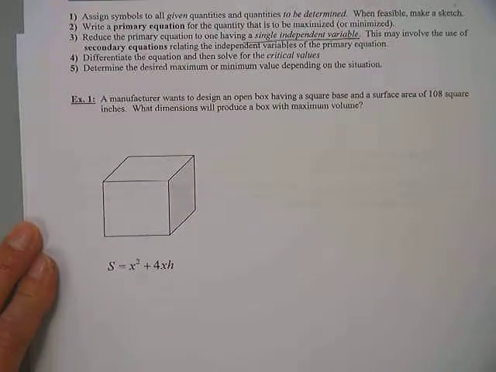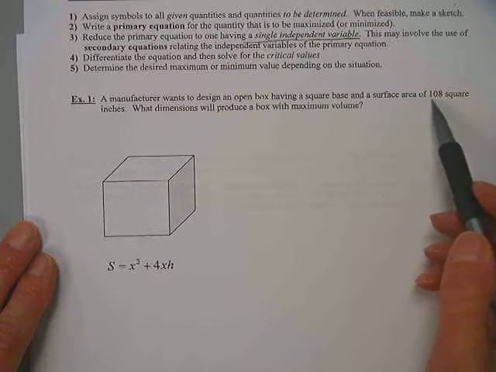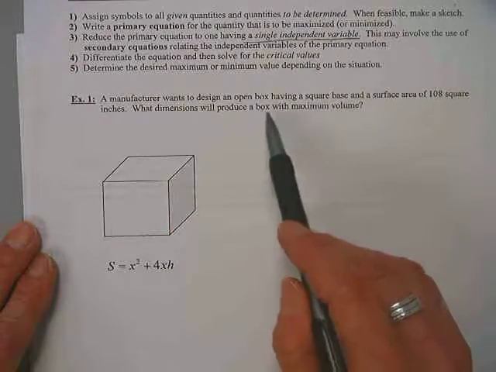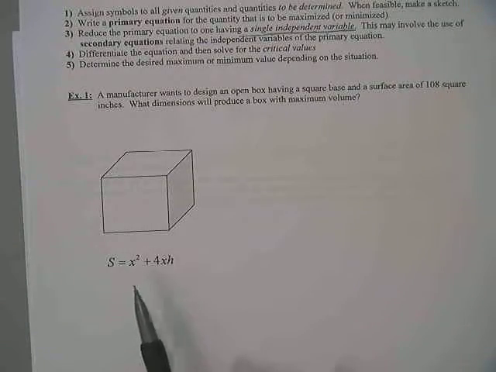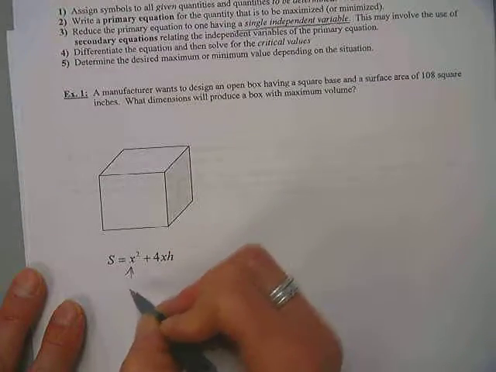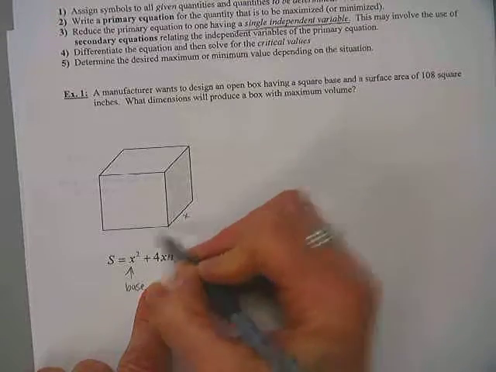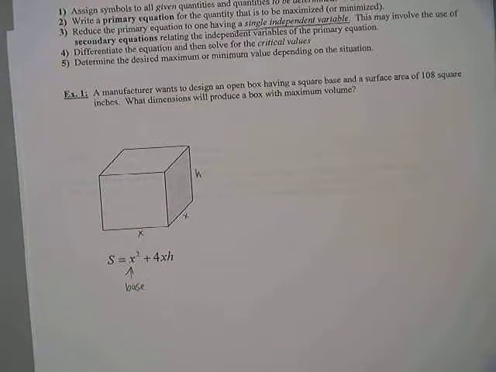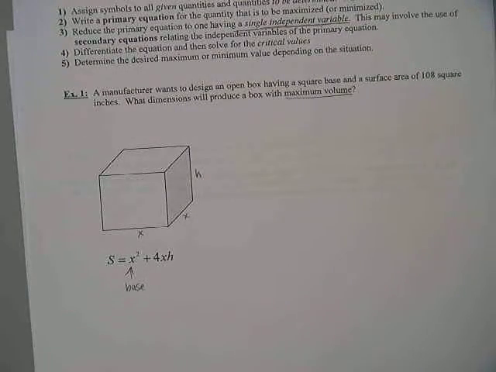A manufacturer wants to design an open box, having a square base and a surface area of 108 square inches. What dimensions will produce a box with maximum volume? They've already given us the surface area of the box. This is the base, and because this is X right there, and that's H, this is 4 because we've got 4 sides to our box, okay? We want the maximum value.